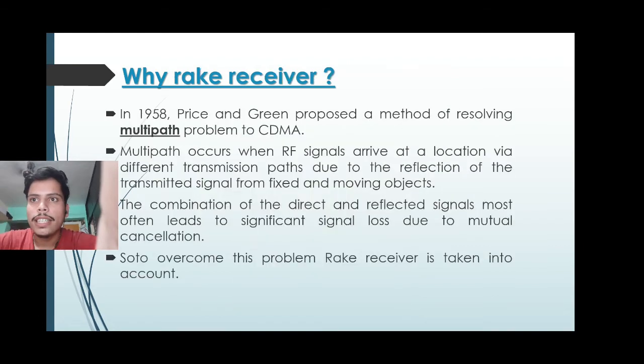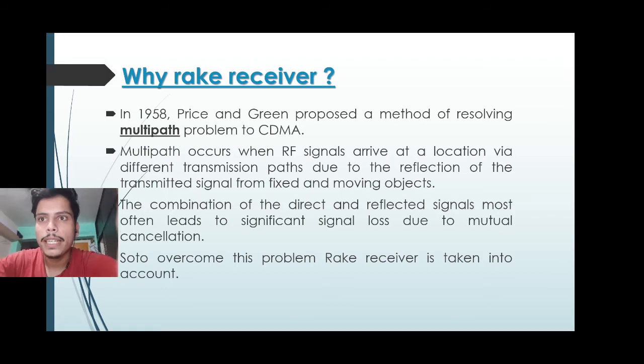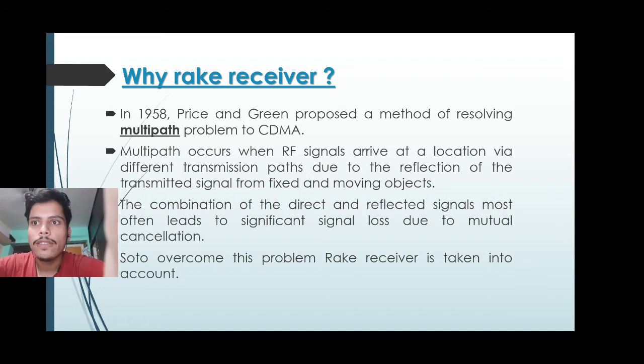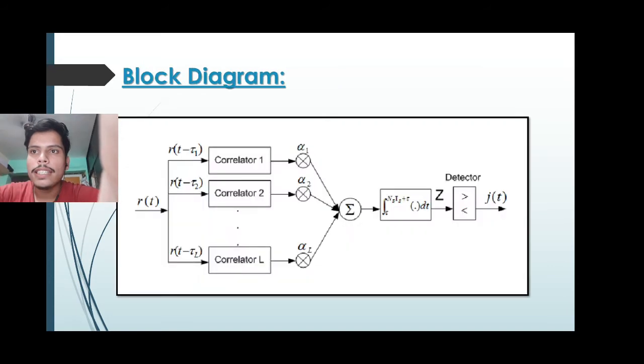Next, let us see why the rake receiver is taken into account. In 1958, Price and Green proposed a method of resolving the multipath problem in CDMA. Multipath occurs when an RF signal arrives at a location via different transmission paths due to the reflection of the transmitted signal from fixed and moving objects. The combination of the direct and reflected signals most often leads to significant signal loss due to mutual cancellation. So to overcome this problem, the rake receiver is taken into account. Let us move ahead.